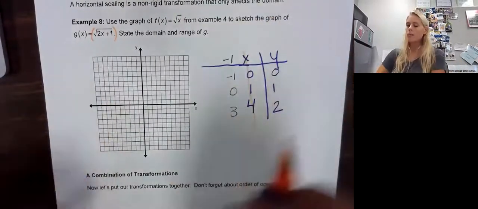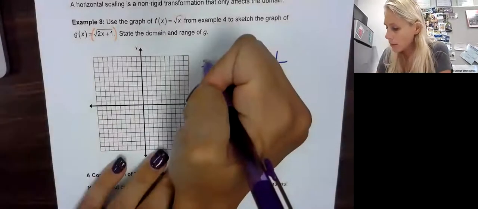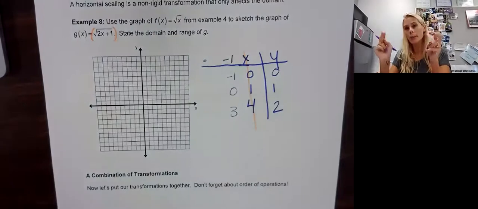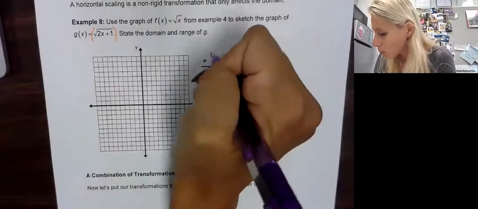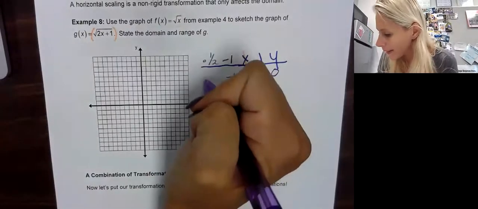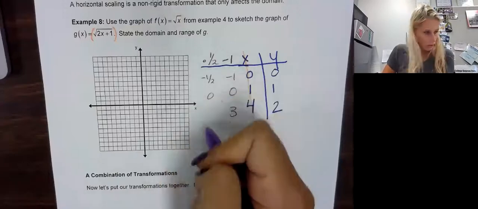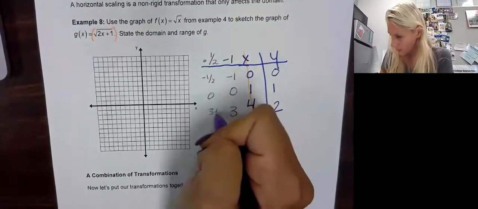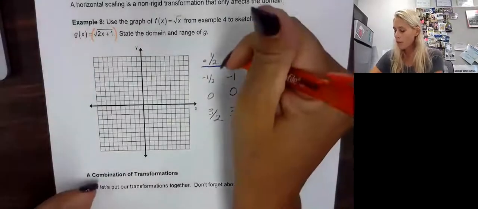Cross this out. Okay, so I did the 1. Now I'm going to do the 2. I'm going to multiply, but remember I have to do the opposite, which in our case is the reciprocal. The reciprocal of 2 is 1/2. So I get -1/2, 0, and 3/2. If you don't like those coordinates, guys, you could go even one further.